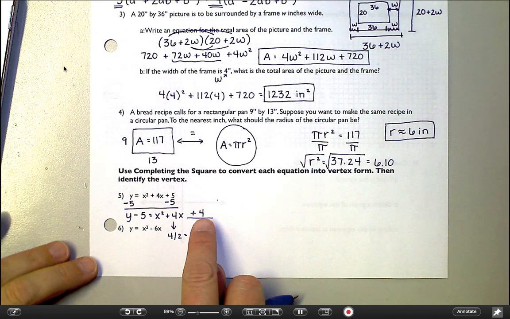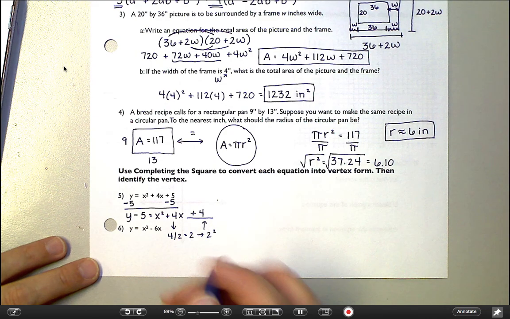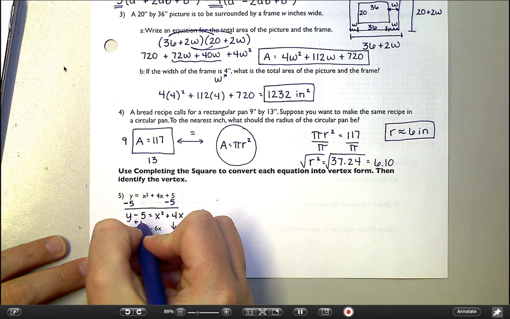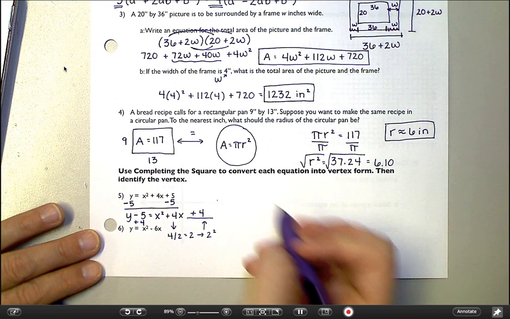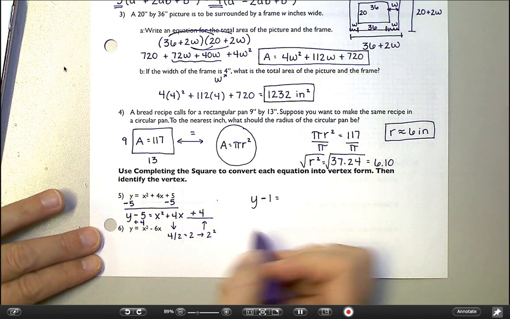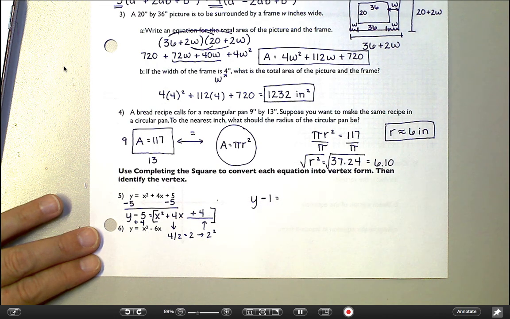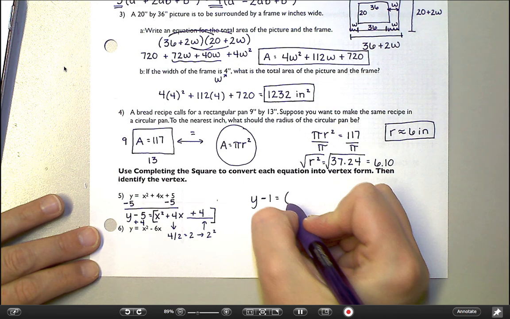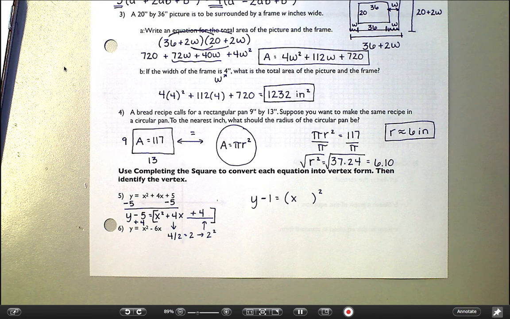But I'm not allowed to do that just randomly in an equation. I can't just come along and add a 4 without also adding a 4 over here. So I have to do this and this at the same time. Now that left side of my equation, when I combine negative 5 with the 4, becomes y minus 1 equals, and then this is a perfect square trinomial, and we want to try to write it back as a binomial squared so that this will end up in vertex form.